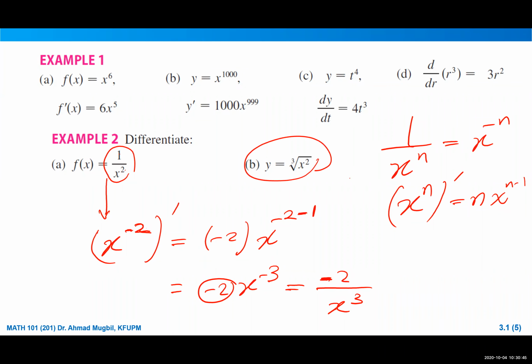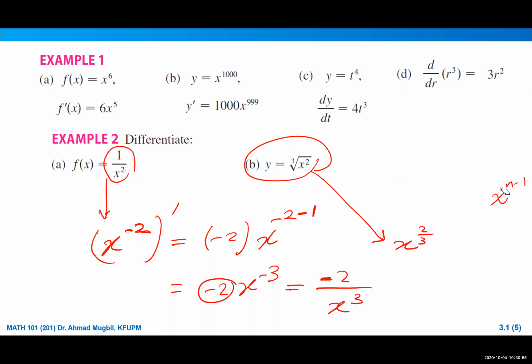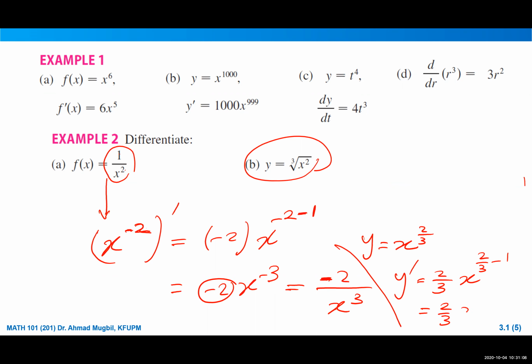Similarly here, this one you will write as x to the power 2 over 3. And then you will apply the rule. When you differentiate it, what will be the derivative? This is our y. The y prime will be 2 over 3 x to the power 2 over 3 minus 1, which will be 2 over 3 x to the power negative one third. You can write it as 2 over 3 times 1 over the cubic root of x. Everything is written here in the slides with details for you.